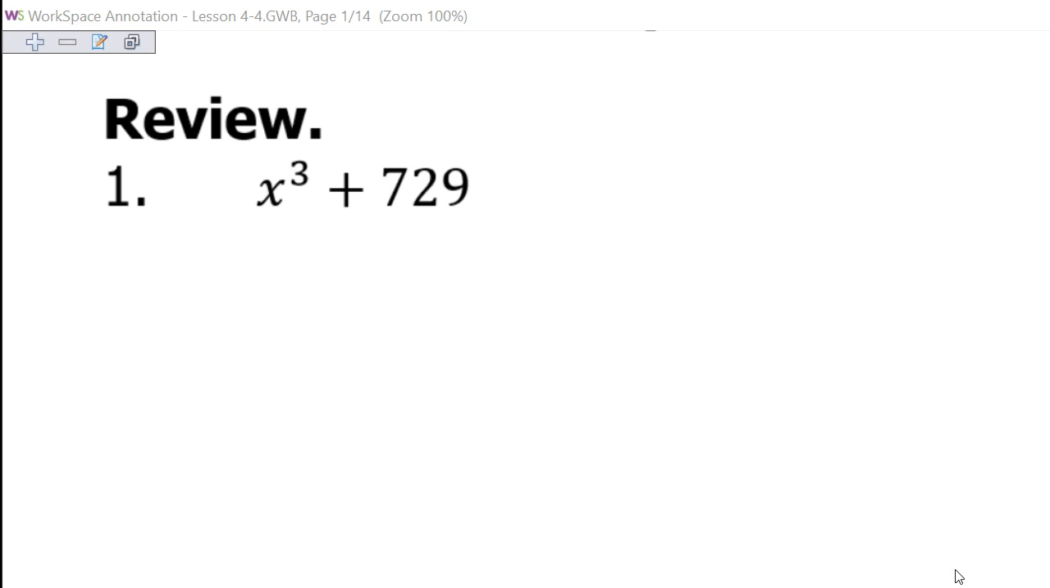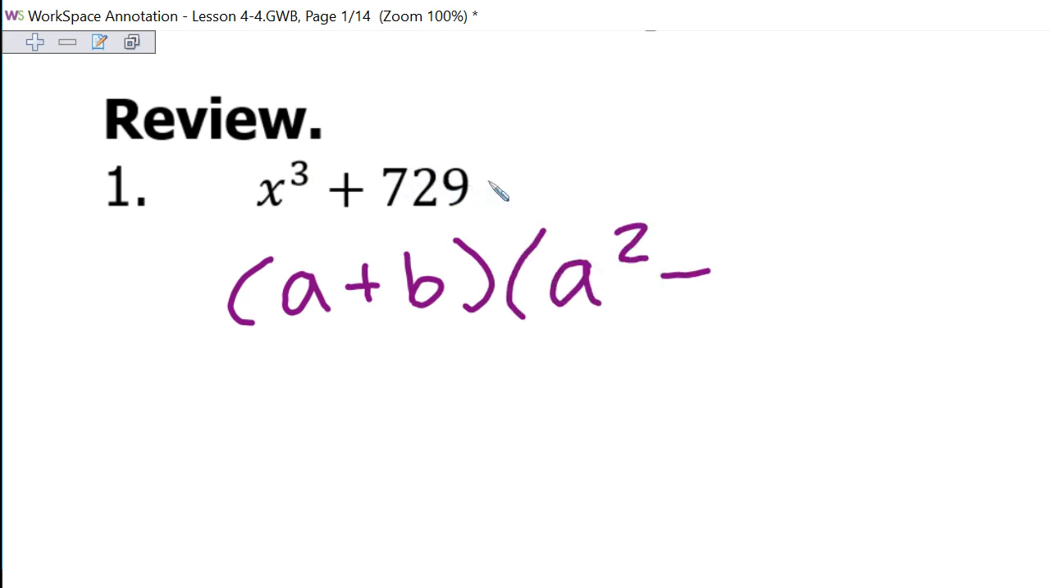Problems 1 and 2 are a review of our special cases from yesterday. So looking at problem number 1, what is that called? A sum of cubes. And the formula for a sum of cubes for the binomial is a plus b. For the trinomial is a squared minus ab plus b squared. And how do I find a and b?